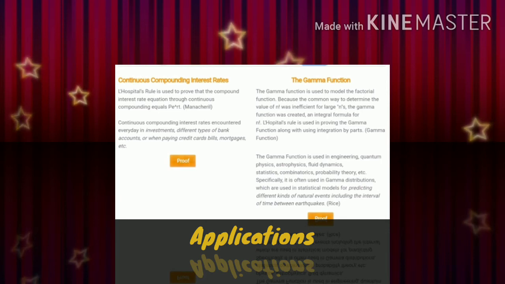The gamma function. The gamma function is used to model the factorial function because the common way to determine the value of n factorial was inefficient for large n. The gamma function was created as an integral formula for n factorial. L'Hospital's rule is used in proving the gamma function along with integration by parts.